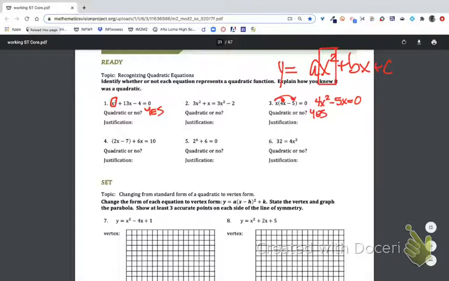Number 5, 2 to the power of x. Well, I might think, yeah, that's a quadratic because there's an exponent in there. Well, the problem is that I need this to be an x squared, not a 2 to the x power. Therefore, no, this is not quadratic.